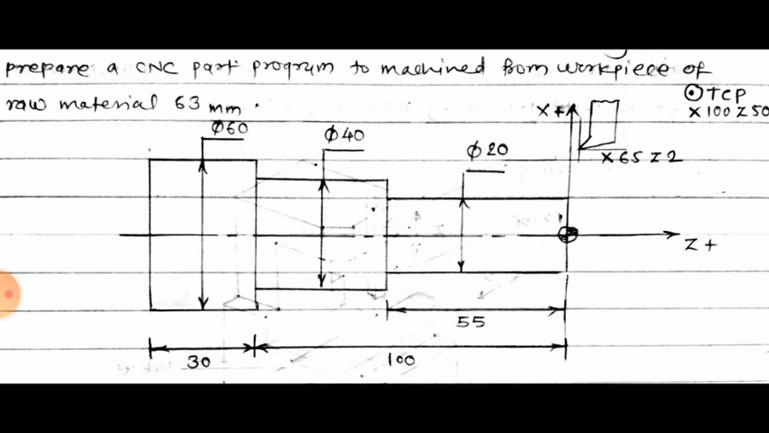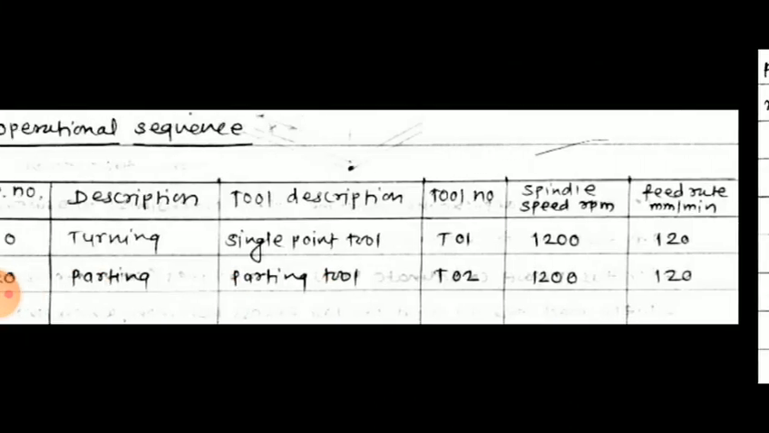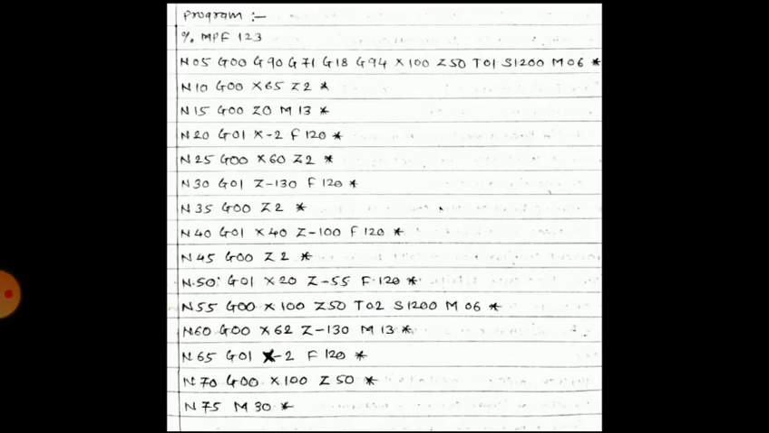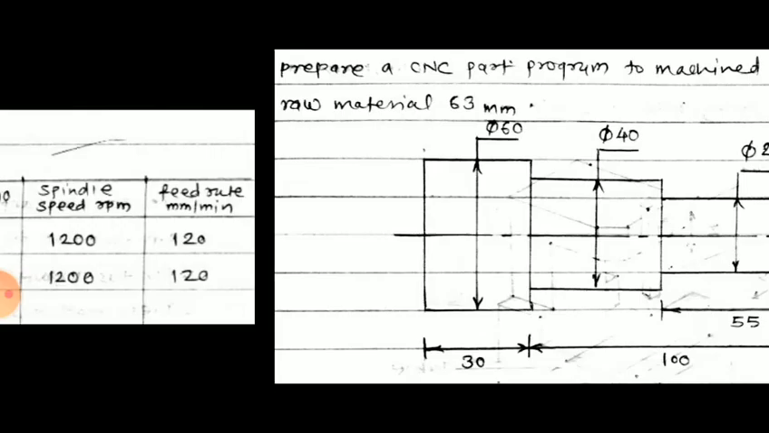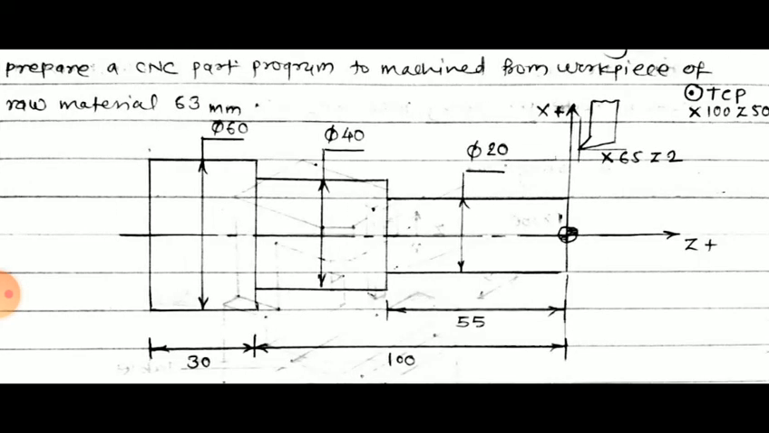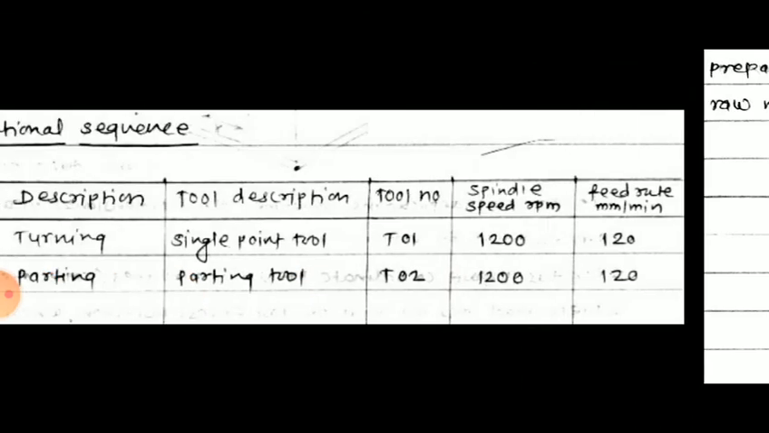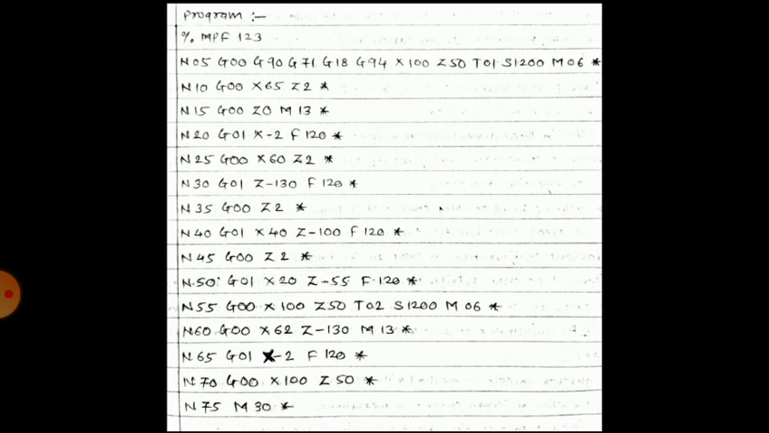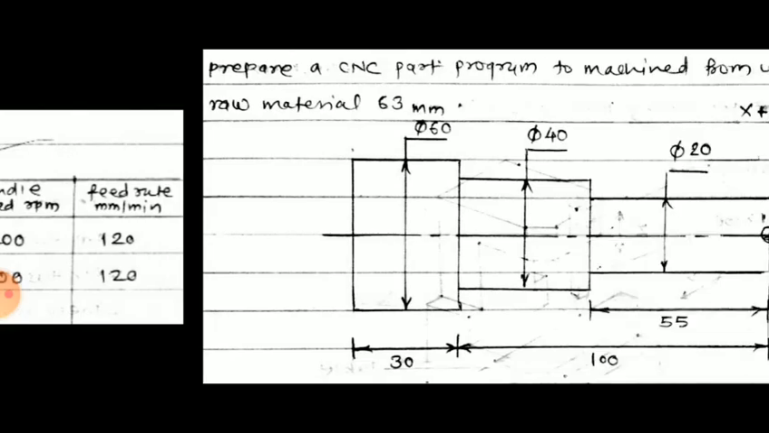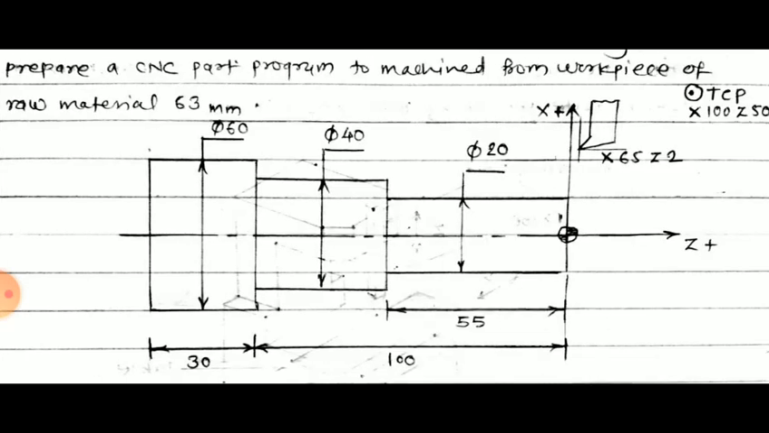Now the next block is N40 G01 X40 Z minus 100 F120. So X40, you have to make the diameter 40. You can see here with F120, diameter 40 is machined. After reading this block, the diameter 40 is machined. Then the next block is N45 G00 Z2. So take back the tool to X40 Z2 for machining the next diameter of 20 mm.